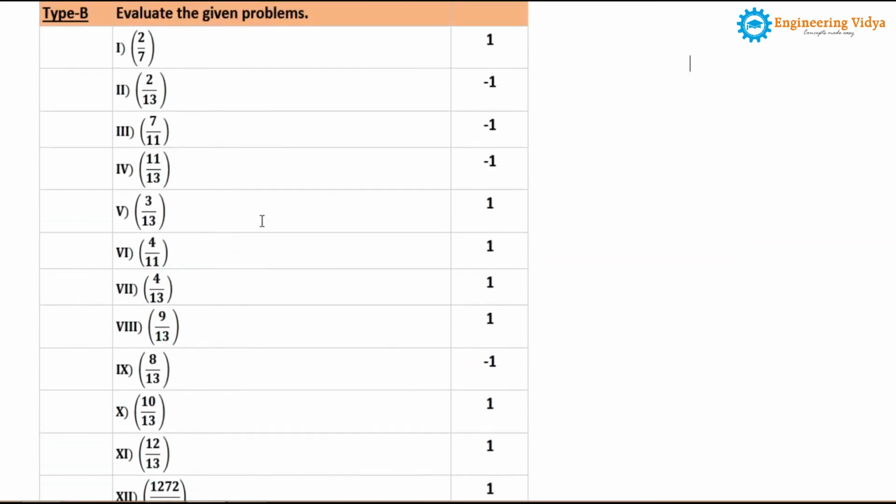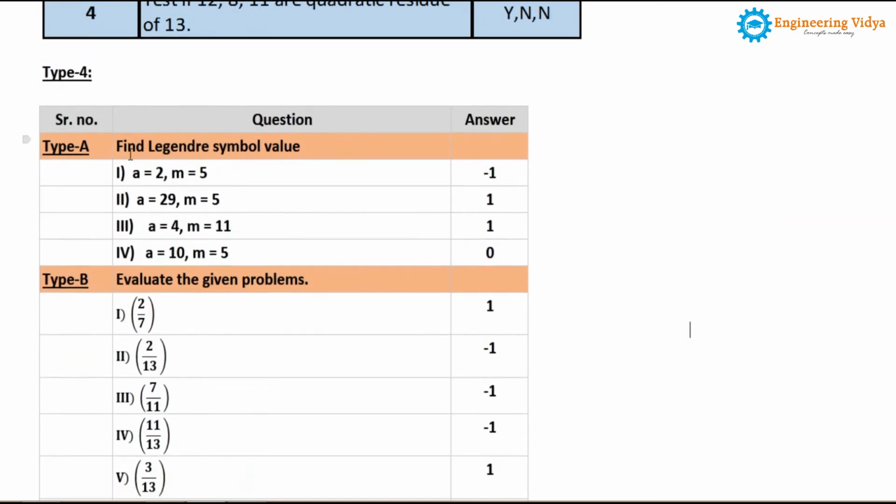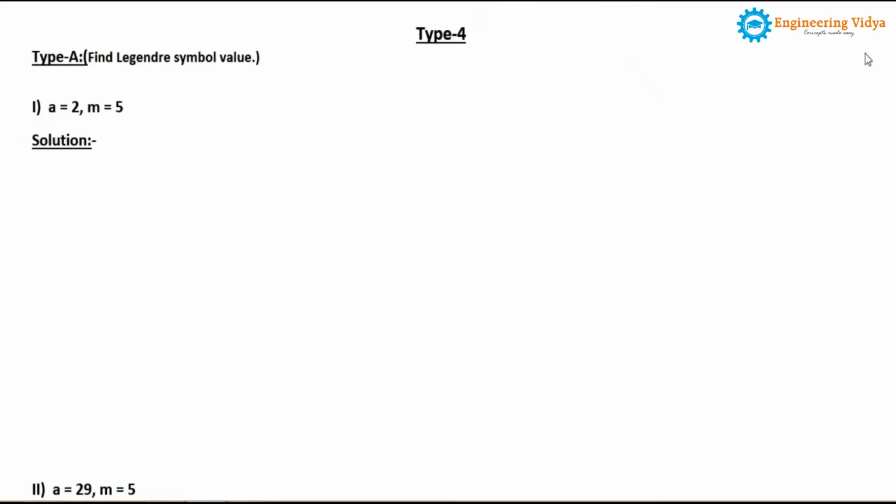Now let's start with type A. In type A, they are saying find the Legendre symbol of the values a equal to 2 and m equal to 5, right? So we'll start with the problem solving part now. Here we have the type 4 problem. Since a total of 5 types of problem are there: type A, type B, type C, type D and type E, we are starting with type A.